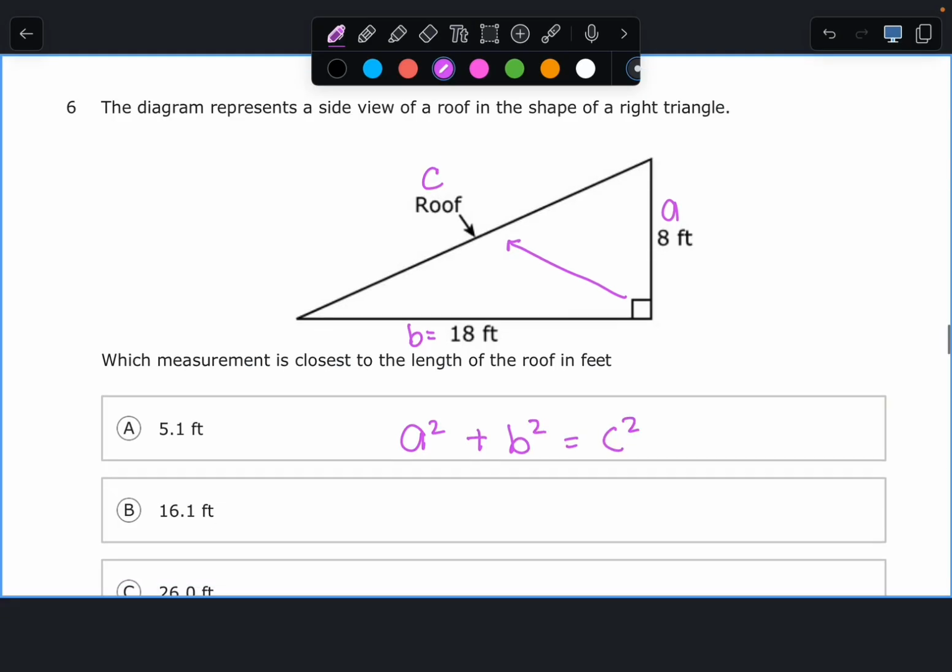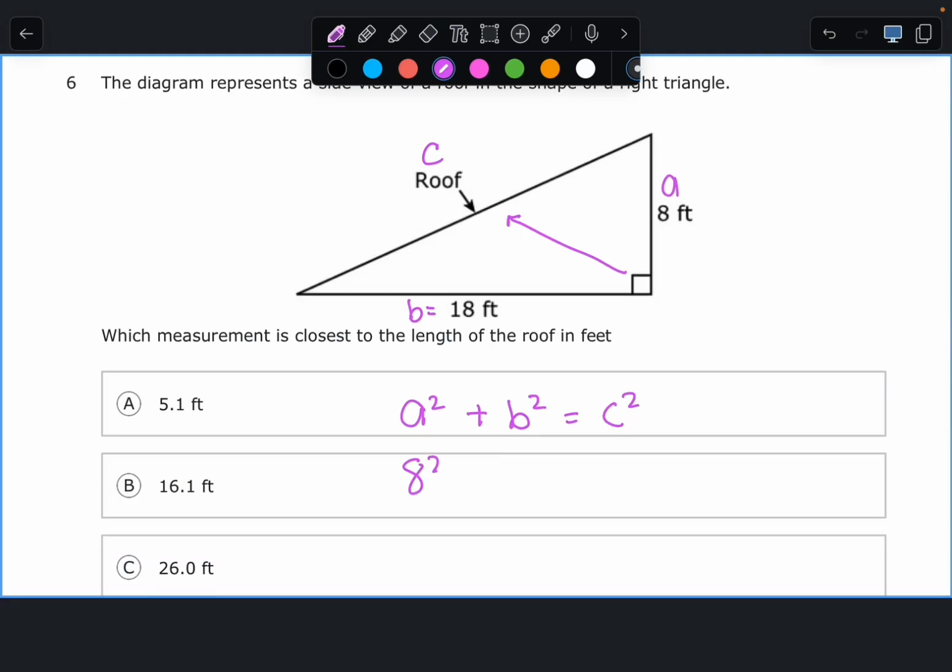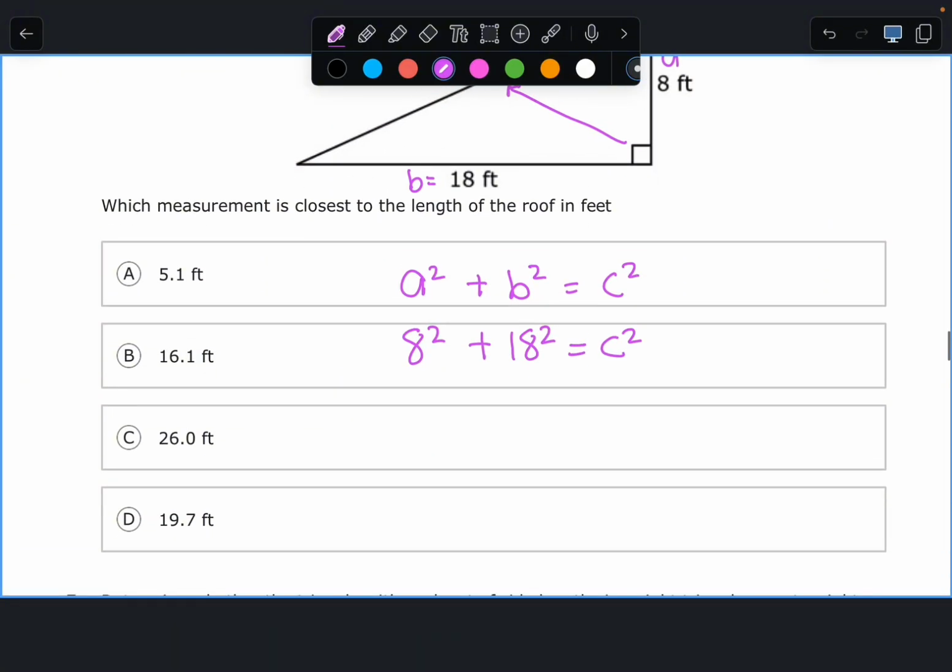All right. A squared is 8 squared. B squared is 18 squared. So now type in 8 squared plus 18 squared. What do you get? 388. Now, do we see 388 in the answer choices? No, that's because we have to do what? Get rid of the squared. How do you get rid of a squared? It's not divide. Square root.